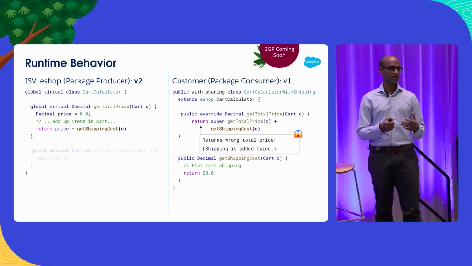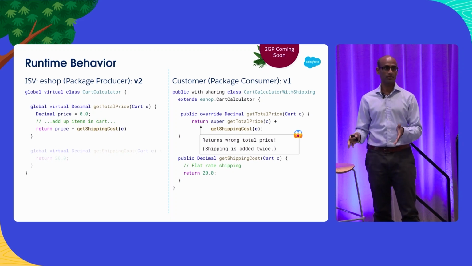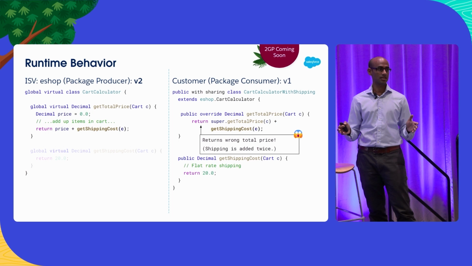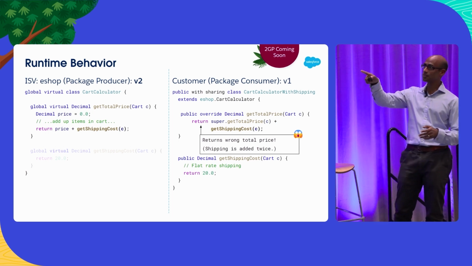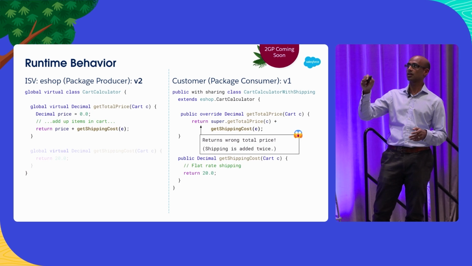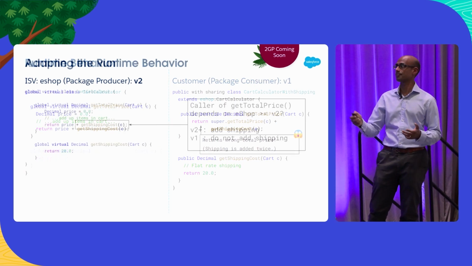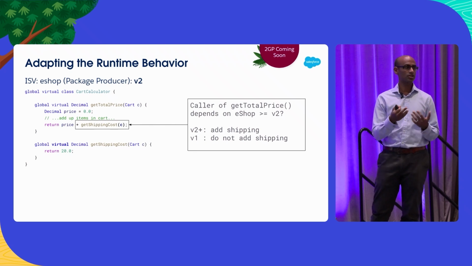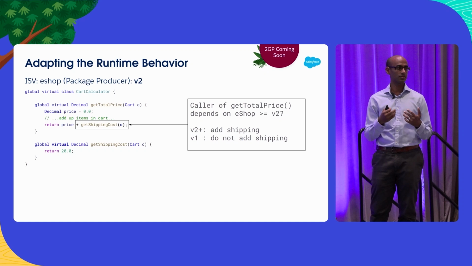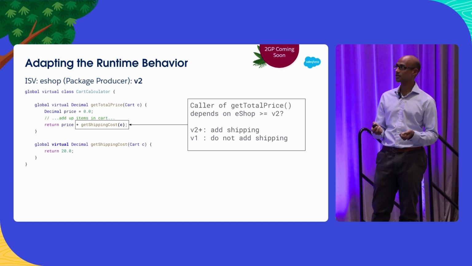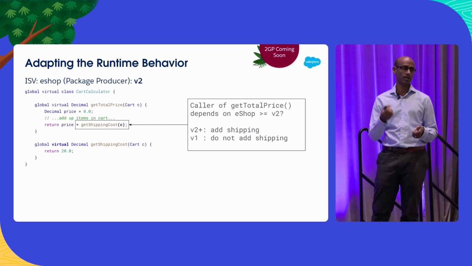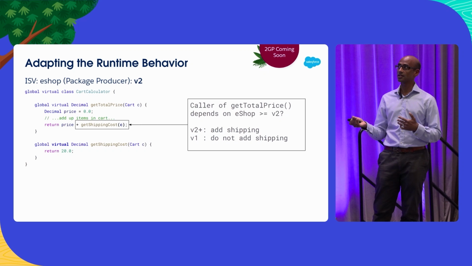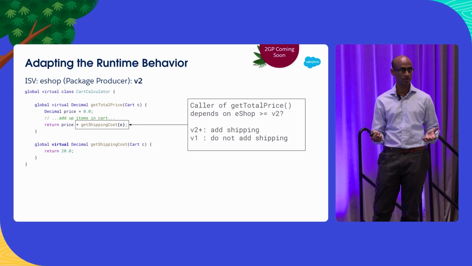Remember what I said about what an API version promises. Both the shape and the behavior of the API stays the same. And the thing we're missing is that the behavior of the API has changed. So let's zoom into the code, the cart calculator code in the eShop package to see how we'd fix that. So we need to differentiate our behavior based on the version that the caller wants to call us as. So if the caller of getTotalPrice, that's cart calculator with shipping, depends on eShop greater than or equal to 2, then we can include all the latest features like shipping cost. If it depends on version 1, we have to just return price.